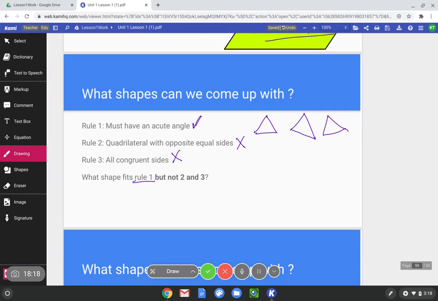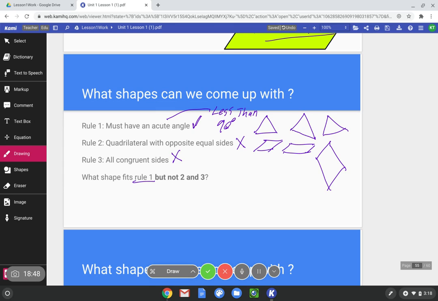What are other shapes that have an acute angle? As we said, kites, parallelograms, rhombuses. Okay, so now that we have shapes with acute angles, which again, are less than 90 degrees, let's move on to rules 2 and 3 to make sure that they do not follow those rules.